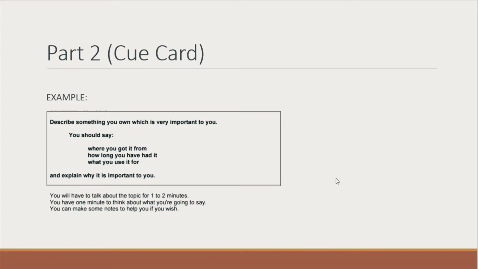Then you will achieve a good band score, right? If you miss, for example, this third point in your 1 to 2 minute speech about this topic, then you have a chance of getting a low band, right? So you have to talk about every point to get a good band score.